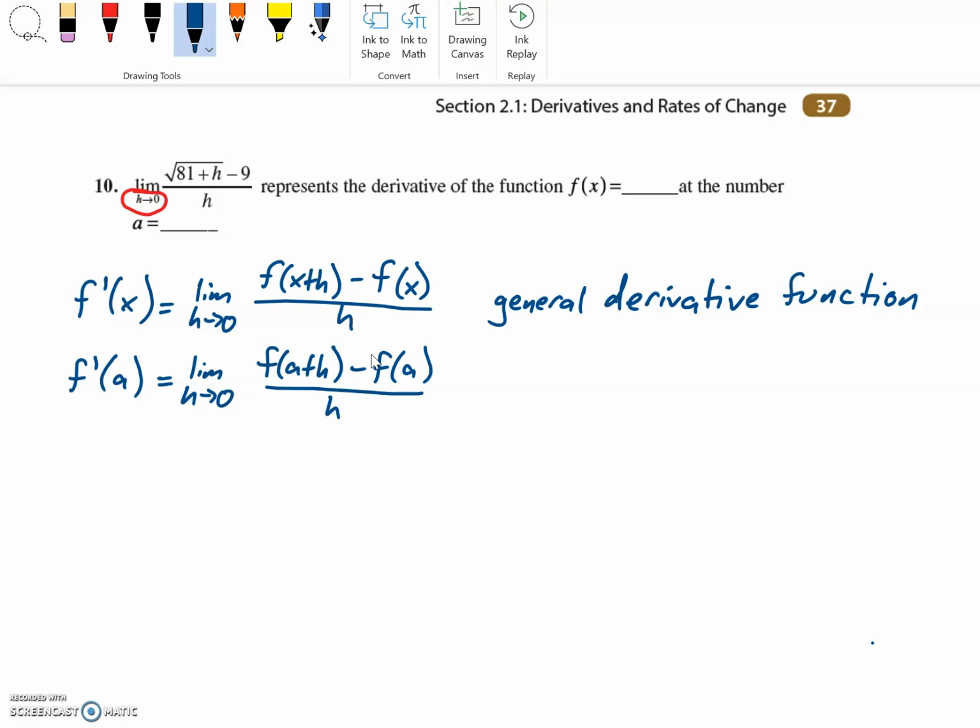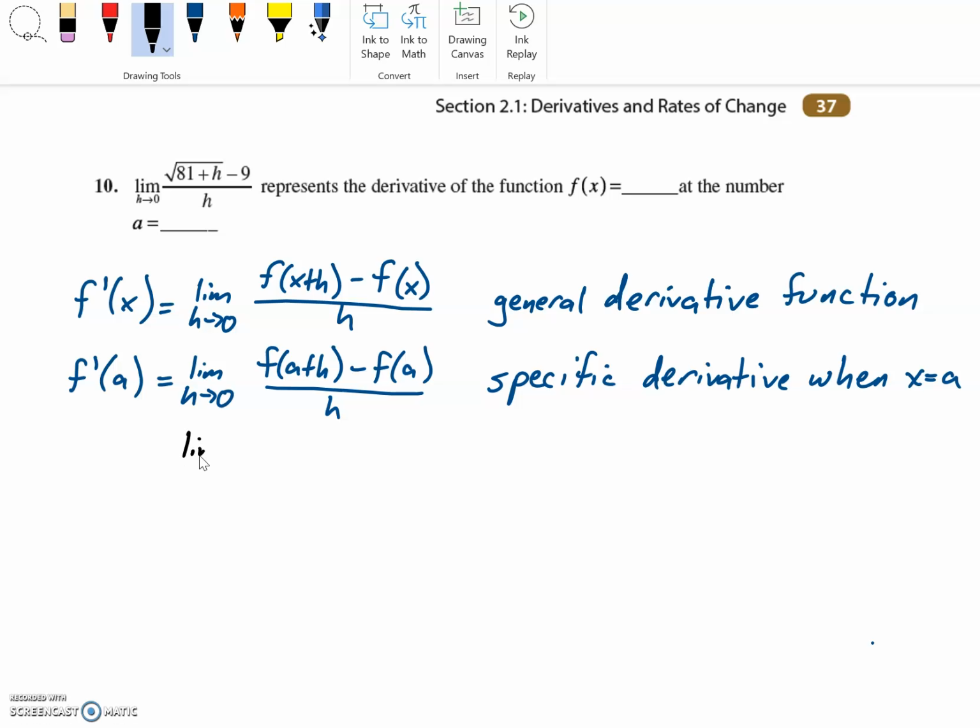And I think this is the part that was maybe a little bit unclear when we were doing this together. So this is not going to be a general function. It's going to be a specific derivative, a specific slope of the tangent line when x equals a. So what we have, the given piece here, the limit that we have, we can start lining that up.